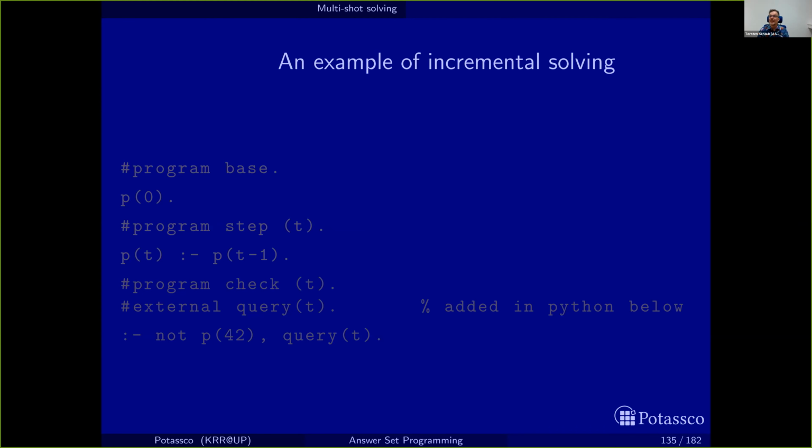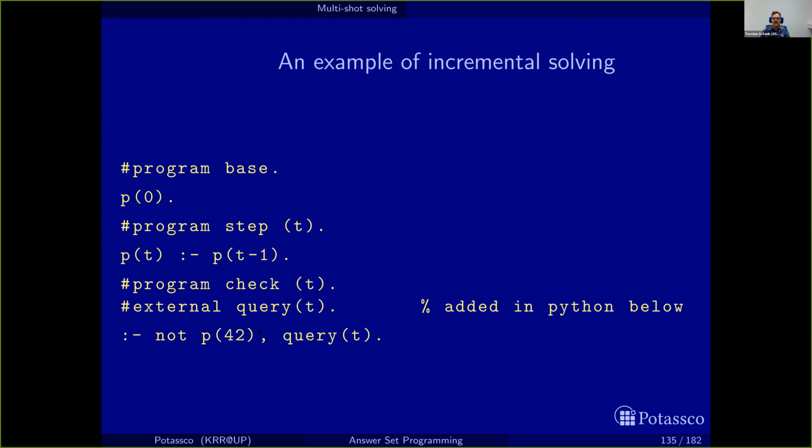Here's another usage of the incremental solving. It's a little bit like before, right? So let's say we now want to enumerate numbers or whatever, and we do this incrementally. So we have a base program, we say P of 0. Then let's say we have a program that we call step T, where we say P of T is true if before P of T minus 1 is true. And now we want to check whether we are up to 42. So the idea is that we declare such an atom here, query of T, as external. And this is something that you can then manipulate from the outside.